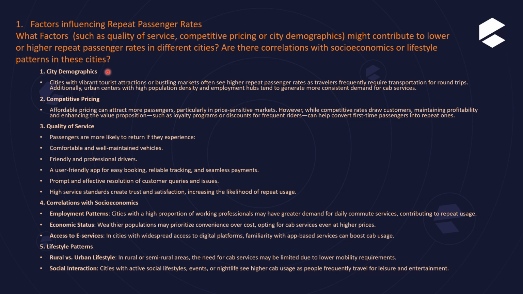Now let us dive into factors such as city demographics. Cities with vibrant tourist attractions or bustling markets often see higher repeat passenger rates as travelers frequently require transportation for round trips. Additionally, urban centers with high population density and employment hubs tend to generate more consistent demand for cab services. We see that Jaipur has the highest average cab rating and average trip distance. As Jaipur is both a tourism based and business based city, it has high repeat passenger rates as well as the highest population density, leading to the highest repeat trips.